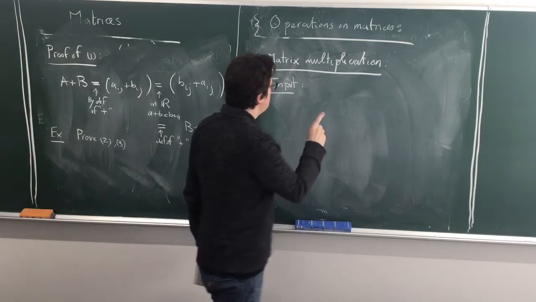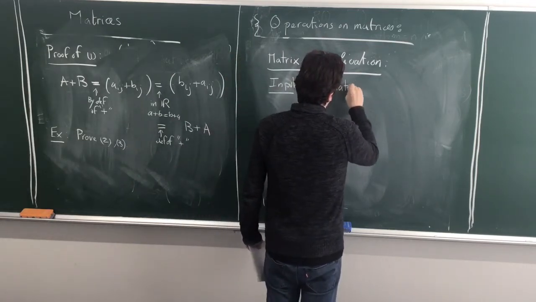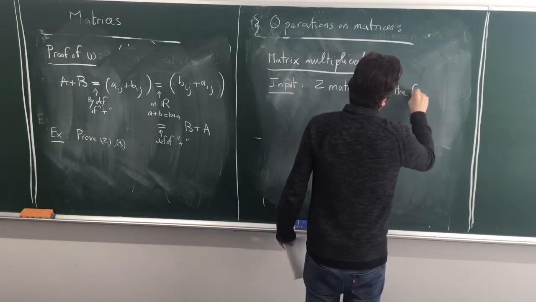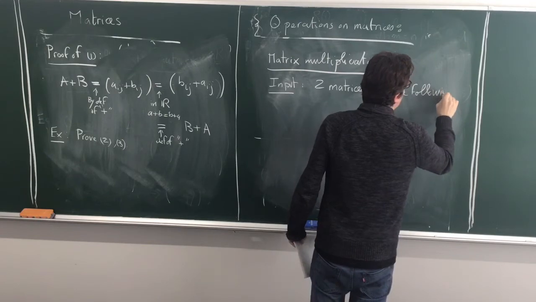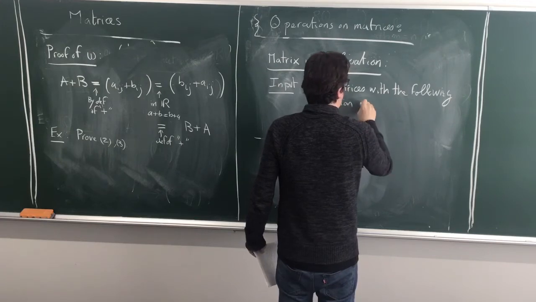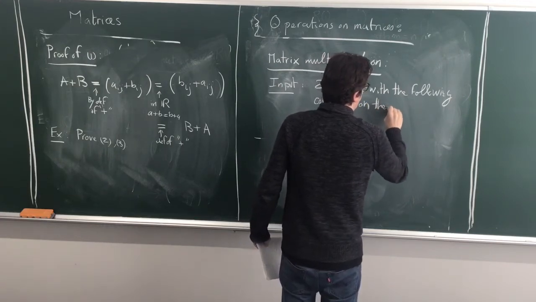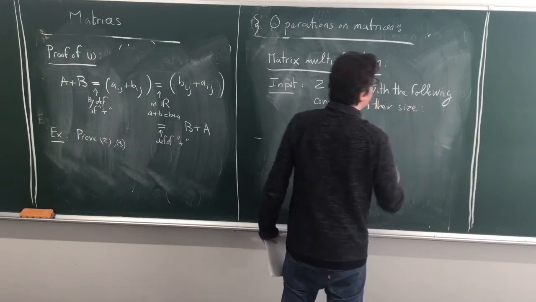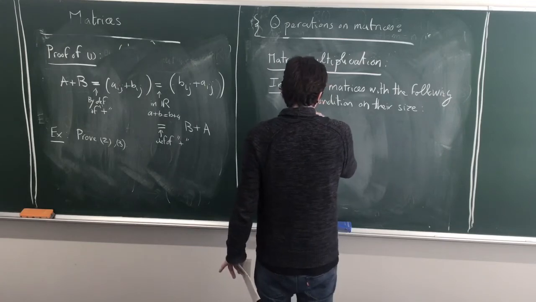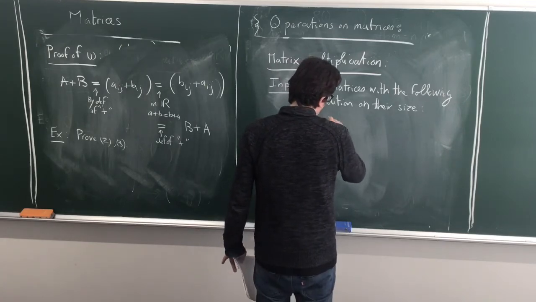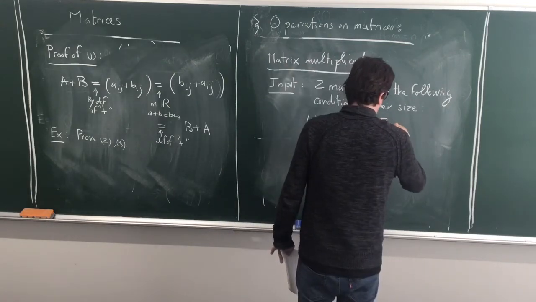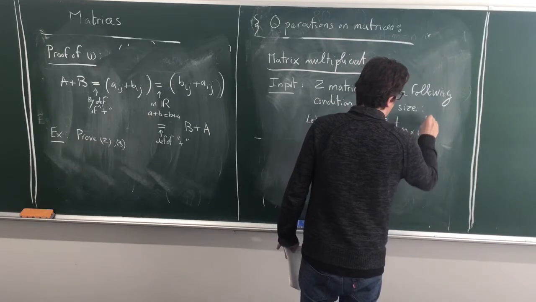Input will be two matrices with the following condition on their size. So not any two matrices. For example, if I start from A, with entries Aij, a matrix in M times N.